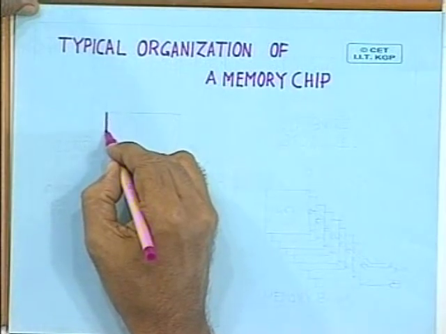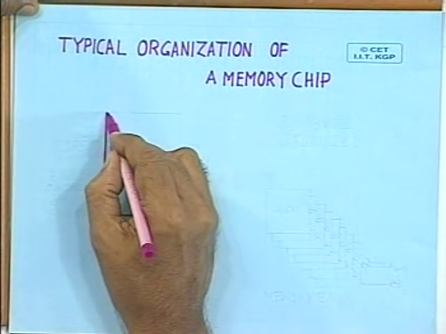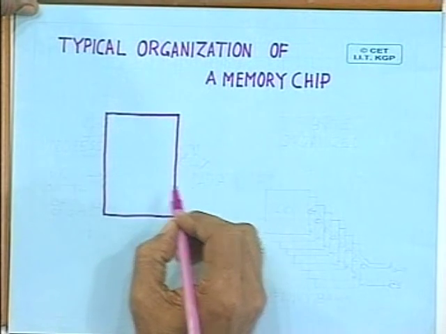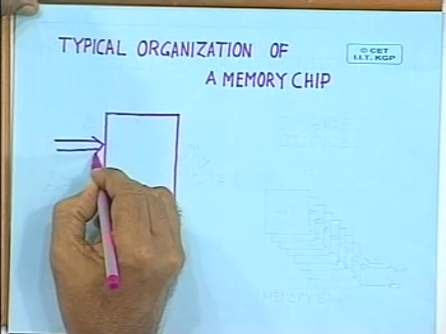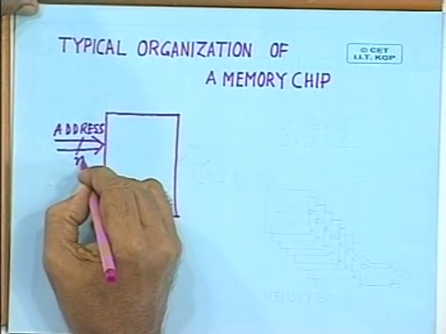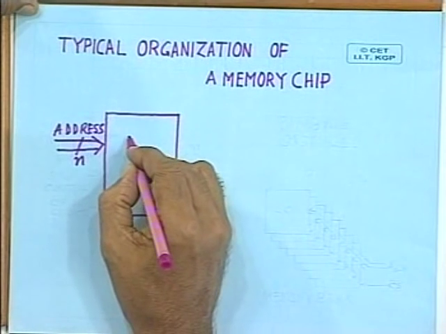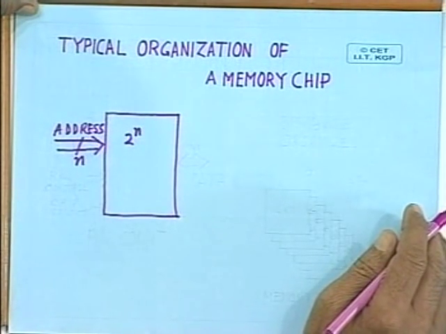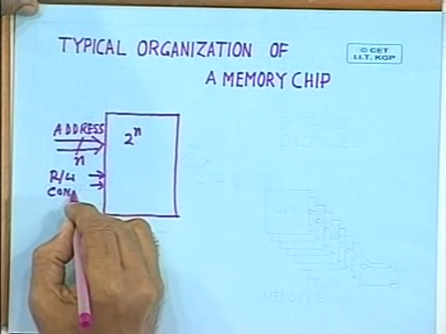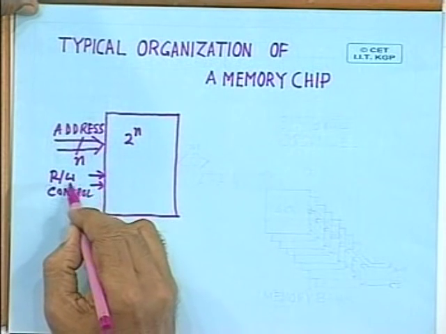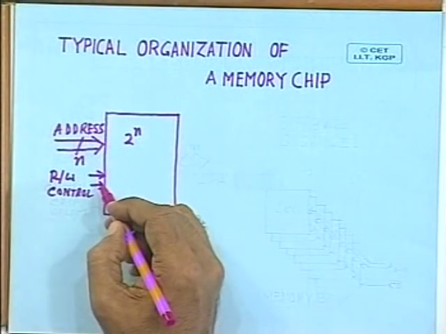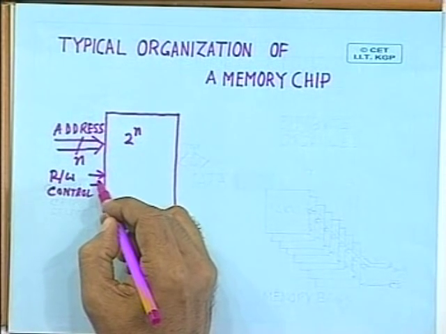If we summarize the chip organization, you will notice that irrespective of the device that we are using, RAM, ROM, or any type of ROM, the typical organization will have a number of address lines. There are n address lines with the help of which you can access 2 to the power n memory locations. You will have one or a few read-write control lines. The number can vary, but the minimum requirement is at least one, by which you can specify whether you are performing a read operation or a write operation.